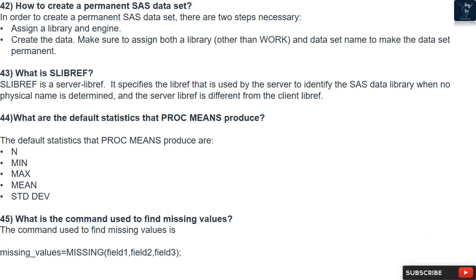44. What are the default statistics that PROC MEANS produces? The default statistics that PROC MEANS produces are N, MIN, MAX, MEAN, and STD DEV. 45. What is the command used to find missing values? The command used to find missing values is missing_values = missing(field1, field2, field3).